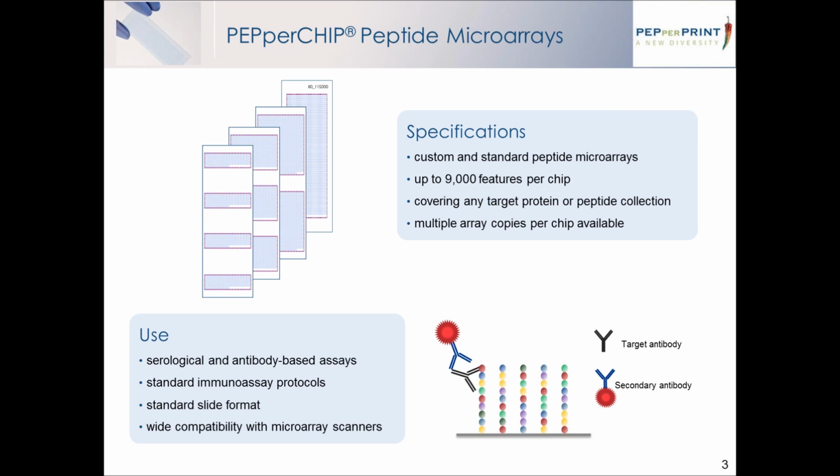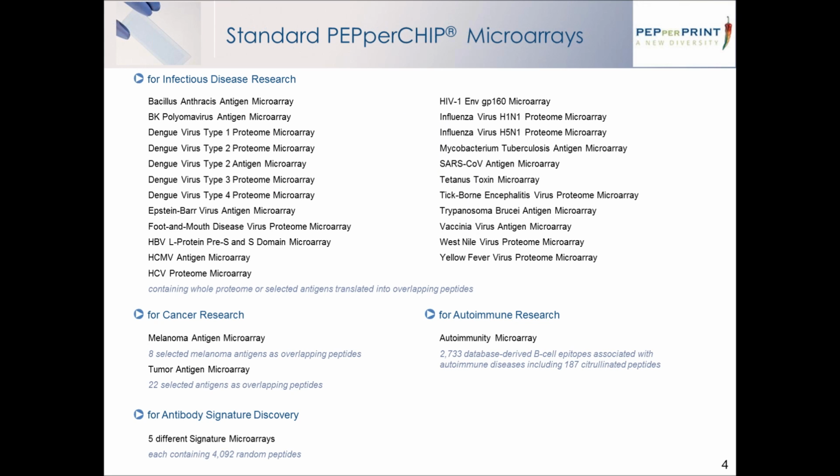The chips are mostly applied to identify specific amino acid sequences, which are called epitopes. They are bound by antibodies. Therefore, we developed a standard protocol which works for purified antibodies as well as antibodies from sera. And since our chips have standard slide format, they are compatible with most chip readers and can be easily handled and analyzed by you.